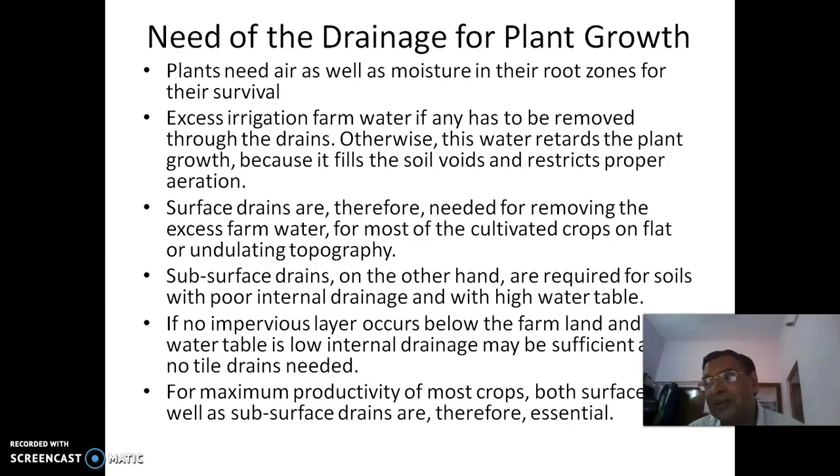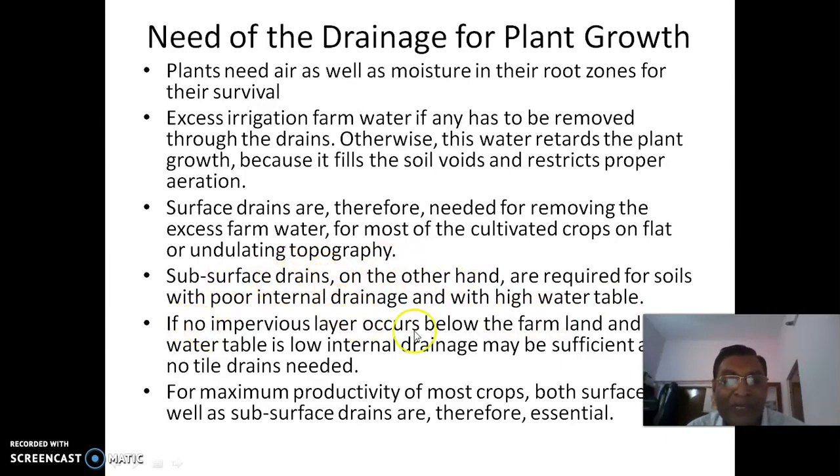Actually there are two drainage systems here. One is the surface drains, another one is the subsurface drains. They are also called tile drains. So surface drains, if they are useful, you can provide. Otherwise, you can go for subsurface drains, which on the other hand are required for soils with poor internal drainage and with high water table. So where the water table is high, but there is poor internal drainage, like a highly clayey soil, then you have to go definitely for subsurface drains or tile drains.